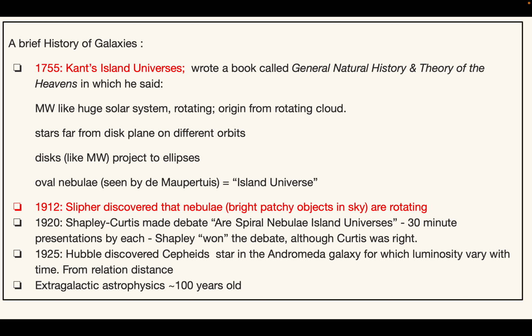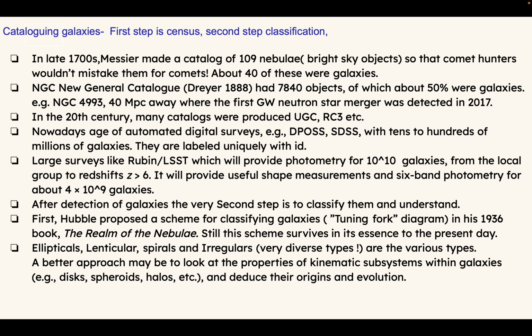Then this was the first evidence, the first introduction of extragalactic astronomy. So extragalactic astronomy or astrophysics is about 100 years old. From the 1700s itself, the cataloging of nebulae or the bright objects of the sky started.